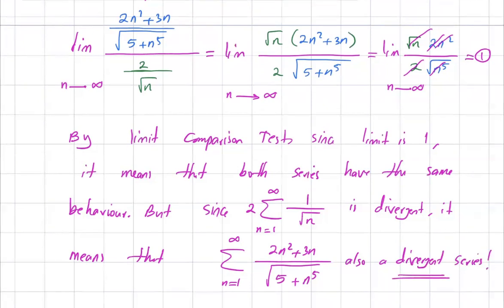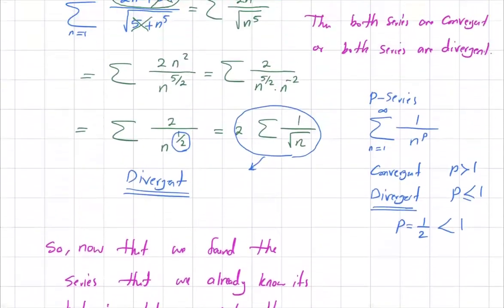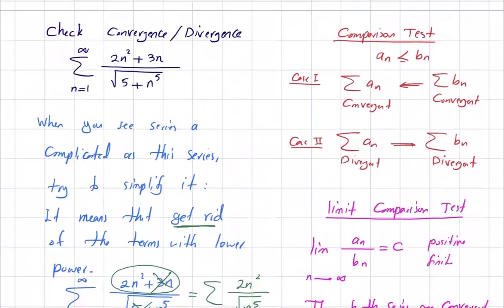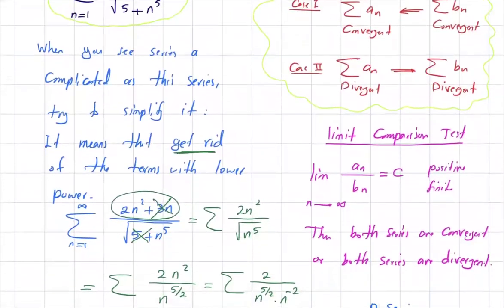So let us recap. We are checking the convergence and divergence of the following series: the summation of 2n squared plus 3n divided by square root of 5 plus n to the 5th. We can use comparison test, or you can use limit comparison test, whichever you feel comfortable working with. In applying the limit comparison test, we are looking for a series that you already know, you already have some ideas about the behavior of that series, or you have seen it before.